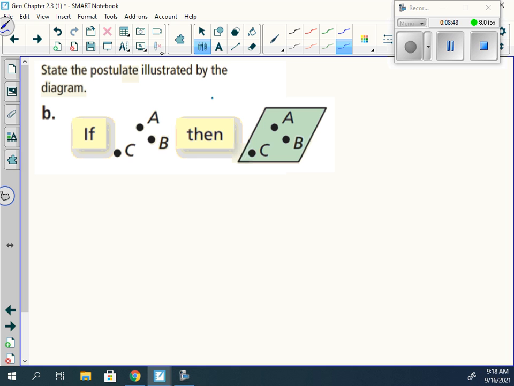So the 3-point postulate states through any 3 non-collinear points, there exists exactly 1 plane. The plane point postulate says a plane contains at least 3 points. So what do we have first? If there are 3 points, then a plane. So this here is the 3-point postulate.